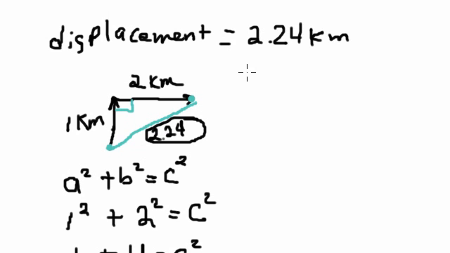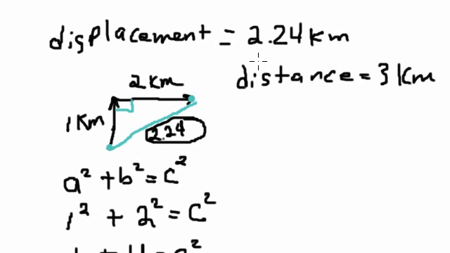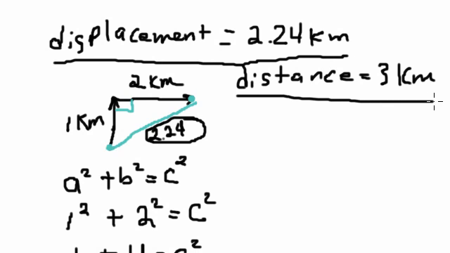If you wanted to find the distance traveled, you need to add everything. So the distance would be 1 kilometer plus 2 kilometers would be 3 kilometers. Okay, so the displacement is 2.24 kilometers and the distance is 3 kilometers.